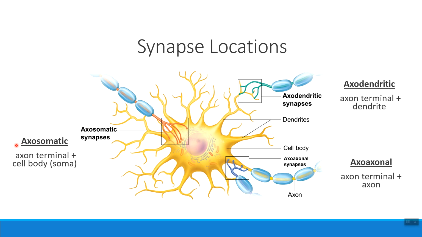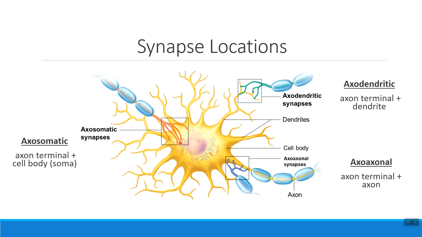We also will see several axosomatic synapses. An axosomatic synapse still includes that axon terminal where the message comes from, but this time that message actually goes to the cell body. Or remember, the other name for the cell body was the soma. So axosomatic synapses, like we see here with the red neuron, the axon terminal comes in and synapses directly with the soma, or the cell body of the postsynaptic neuron.